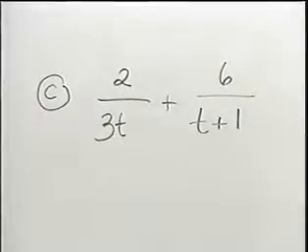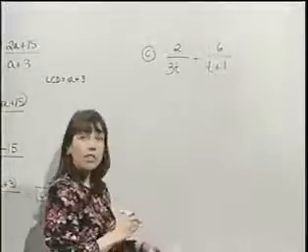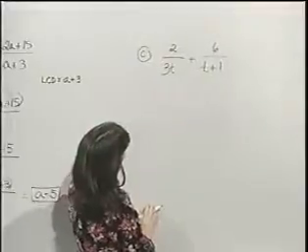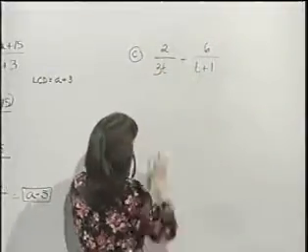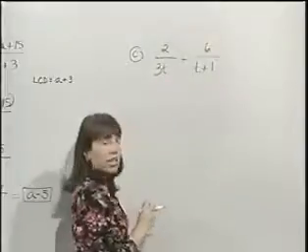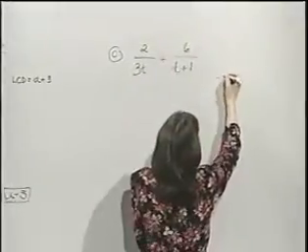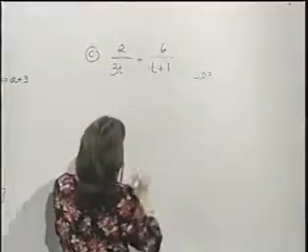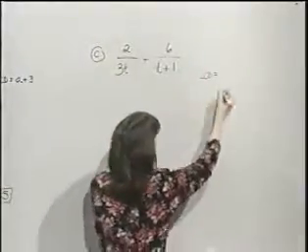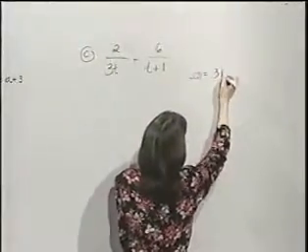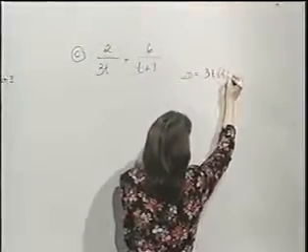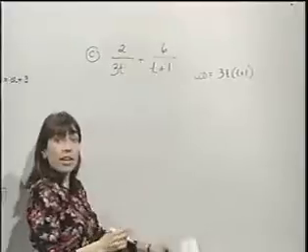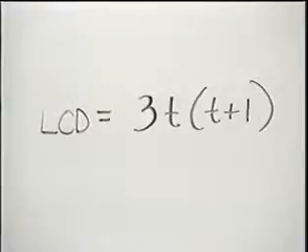The first thing we have to do is get common denominators. And in this case, it might look strange, but every single factor here has to be included in this denominator. So let's look at the LCD, the least common denominator. It's got to have a factor of 3, a factor of t, and the factor t plus 1. So it may look strange to you, but our least common denominator is 3t times t plus 1.